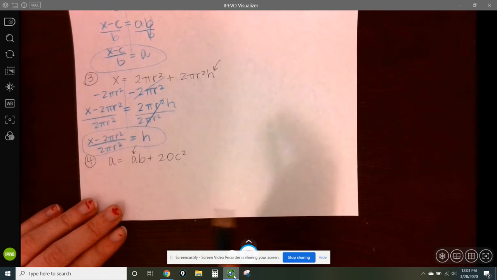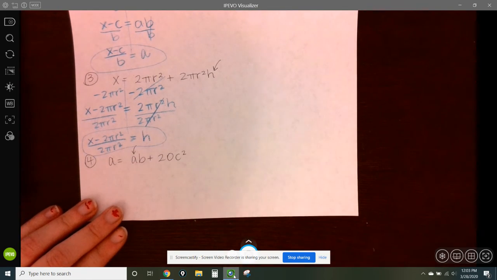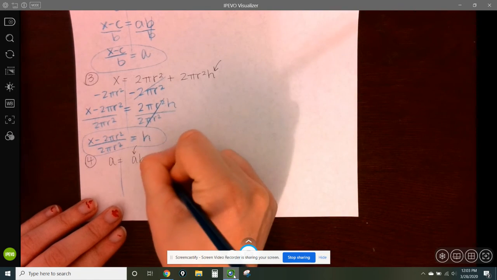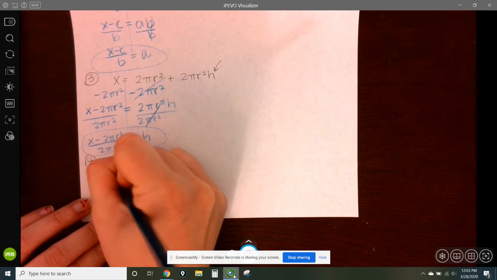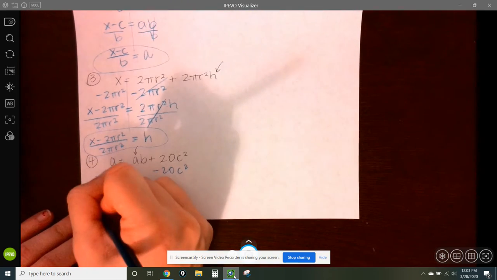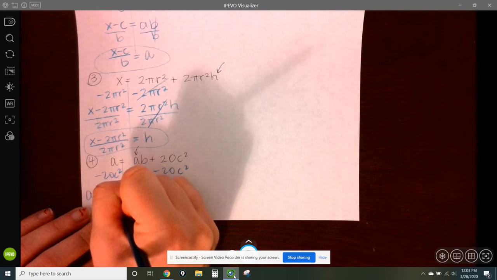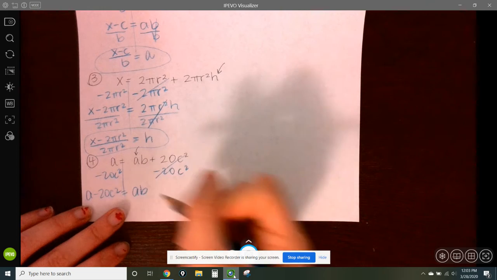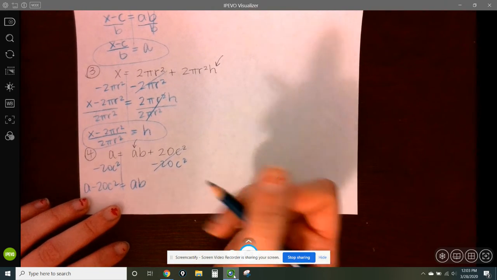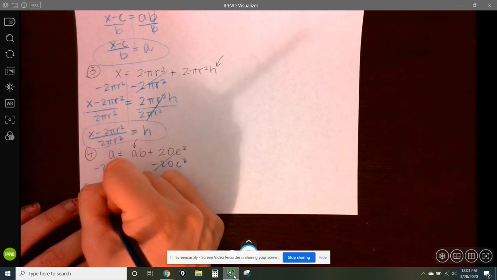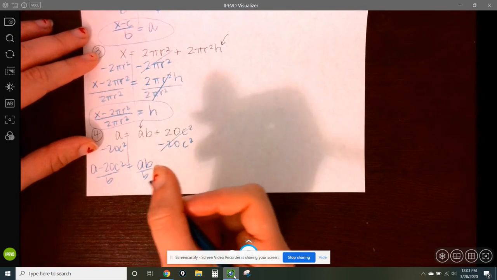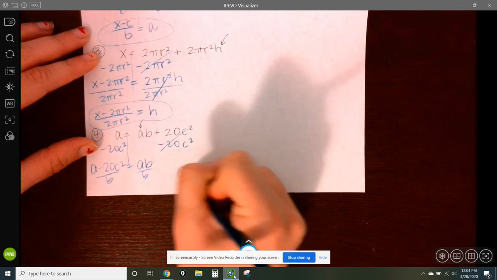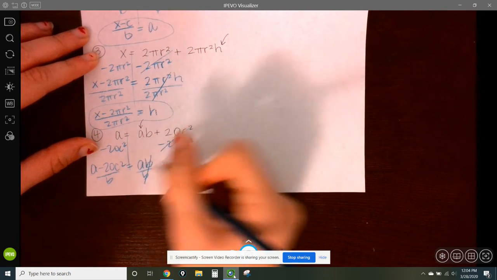Okay, here's another one. So this time I'm trying to solve for a. So you can see we do the same steps every single time. First, I'm going to take care of the addition or subtraction. So I'm going to subtract 20c squared from both sides. So on the left, I have a minus 20c squared. And on the right, that canceled out, and I just have ab. If I'm trying to solve for a, I need to divide both sides by b. So I end up with, on the left, I'm running out of room here, a minus 20c squared over b. And on the right, I just have my a.